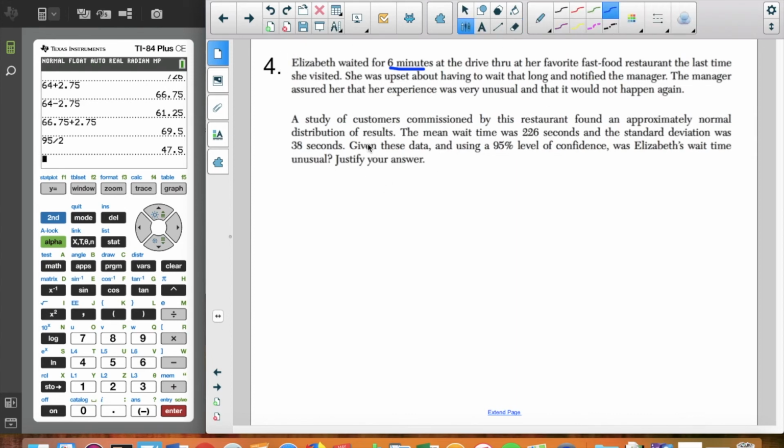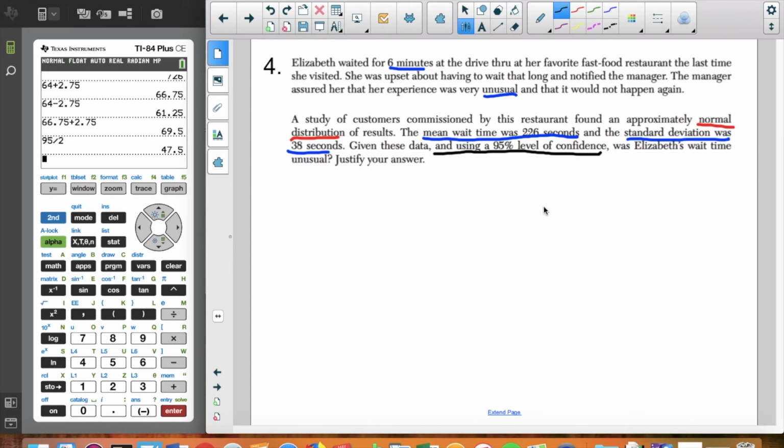So, the manager assured her that her experience was very unusual and that it would not happen again. A study of customers commissioned by the restaurant found that the results follow a normal distribution, super important keyword. The mean wait time was 226 seconds and the standard deviation was 38 seconds. Given this data and using the 95% level of confidence, was her time unusual? I know a lot is going on there.